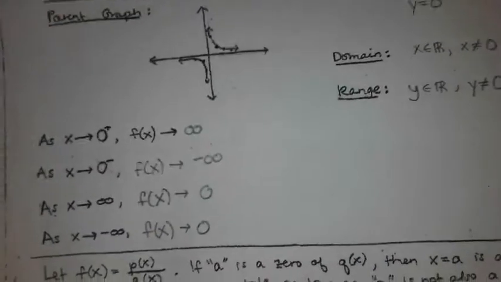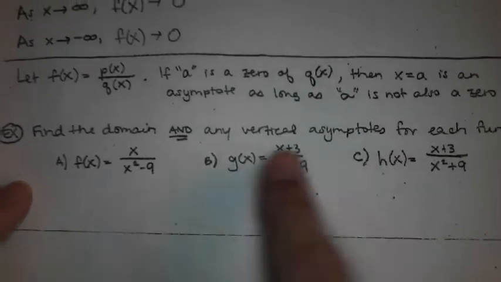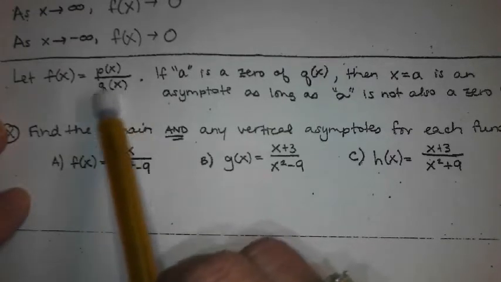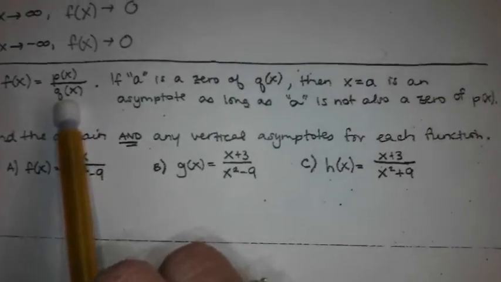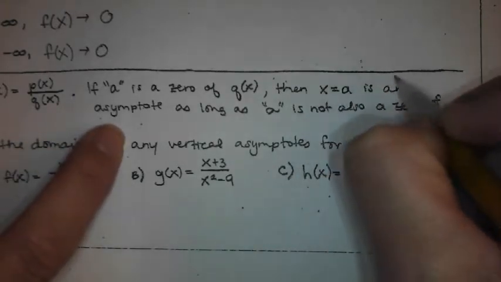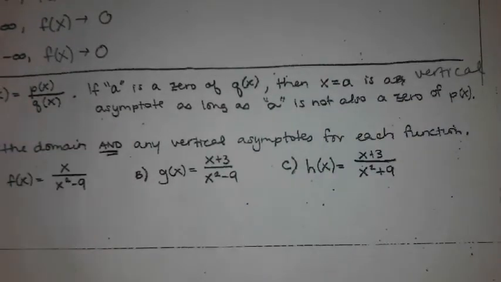So let's take a peek at these graphs down here. And at the top, I just talk about if a is a 0 of q of x, so your zeros of your denominator, it's a vertical asymptote. So we can actually say then x equals a is a vertical asymptote. We can be more specific about that, as long as a is not also a 0 of p of x. I'll elaborate on that second part of that sentence in a minute.